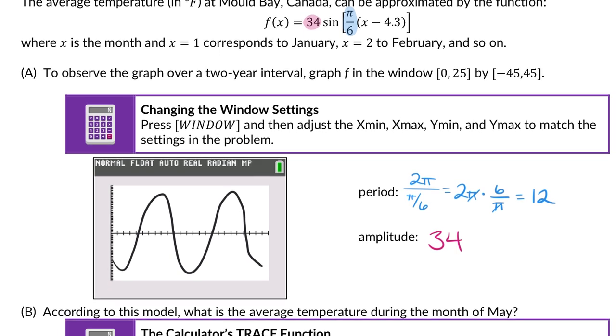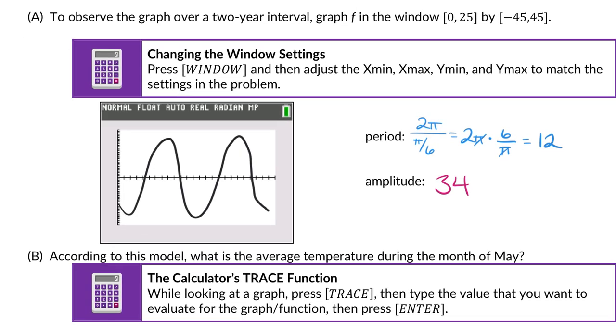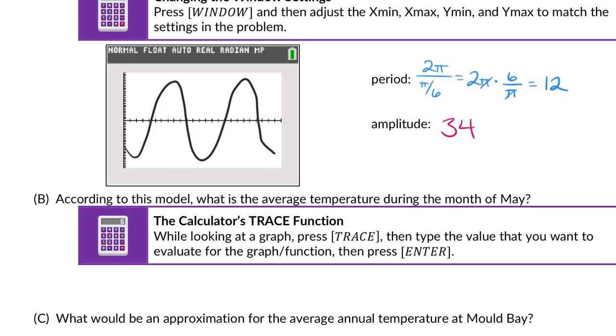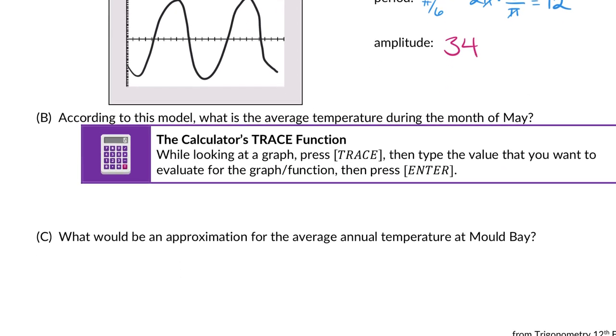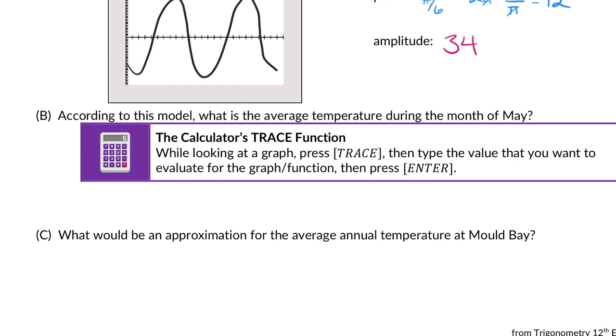Now, especially because we have this in our calculator. I almost said computer. Calculator. According to this model, what is the average temperature during the month of May? Well, we can really figure this out. What month is representing May? 5. So if we want to say, what is the output when the input is 5? I'm really just trying to figure out where this graph is when the input is 5. So we're going to do what the little box says. We're going to go to trace, and we're going to type in 5 and press enter.